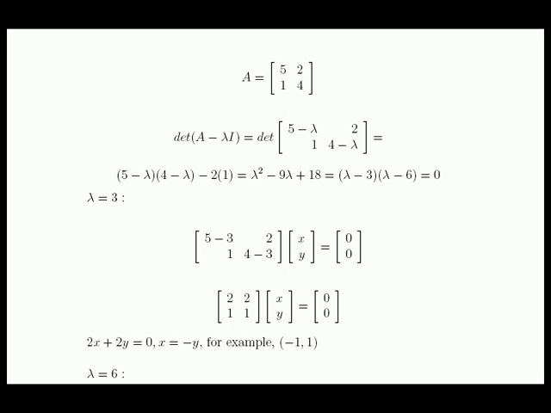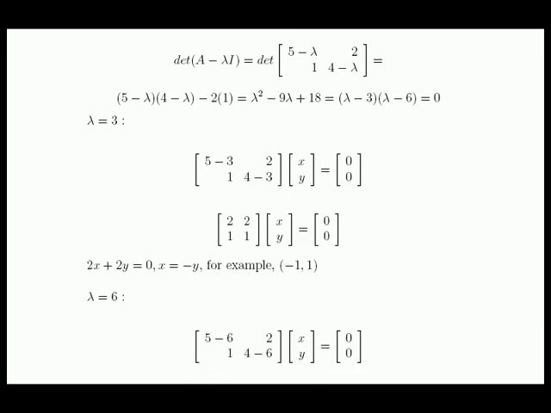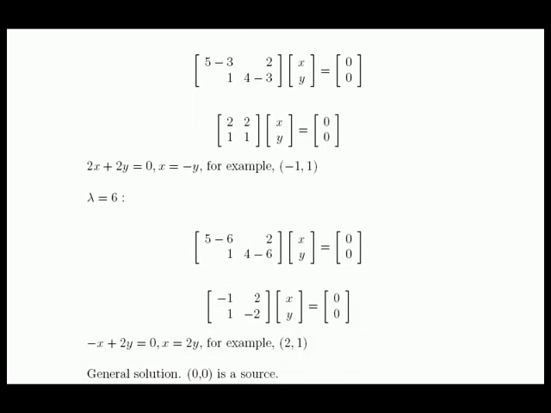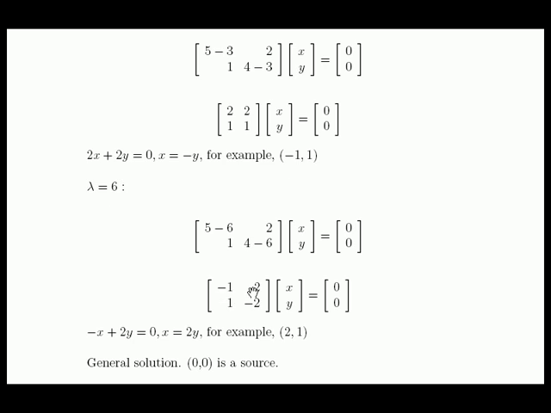And then the other eigenvalue is 6. We do the same thing for it. Subtract 6 from the diagonal. And now again, the second row is just a multiple of the first, so ignore it. Or ignore the first one. They're the same. One's just a multiple of the other equation. So minus x plus 2y is 0, or x equals 2y, so you can take y equals 1 and x equals 2. And so we've got the 2 eigenvalues: 3, with eigenvector minus 1, 1, and 6, with eigenvector 2, 1.